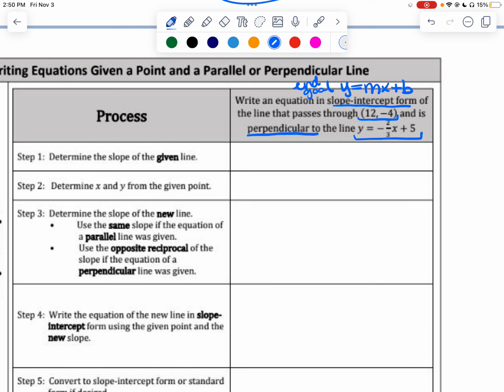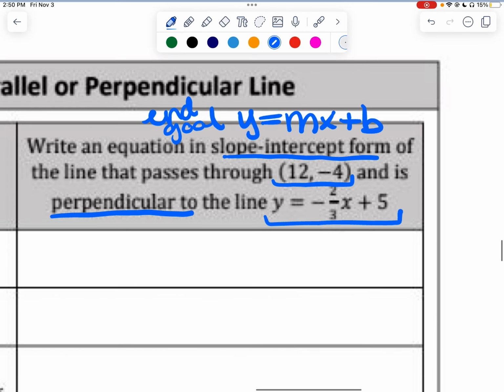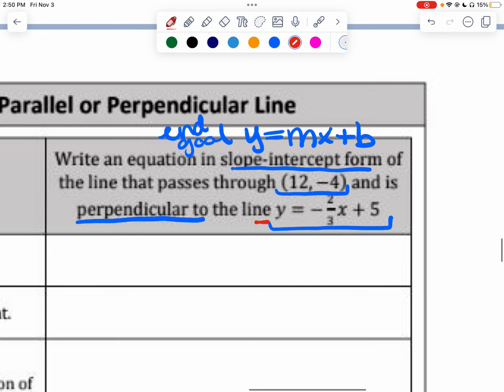First of all, determine the slope of the given line. So if I'm looking at all this information, they gave me a line, right? The line y equals negative 2 over 3x plus 5. So what's the slope of that? Well, I know it's mx plus b, m next to x. So my given slope is negative 2 over 3.